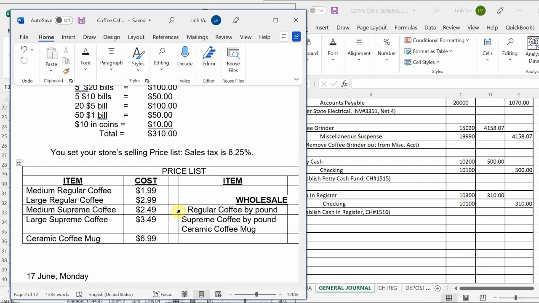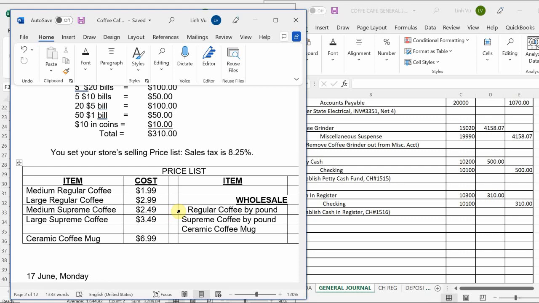We have our medium regular coffees selling for $1.99. We have our large regular coffees sold for $2.99, while we have our medium supreme coffees going for $2.49, with our large supreme coffees going for $3.49. We also sell ceramic coffee mugs in store for $6.99.